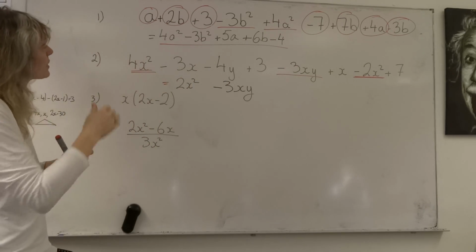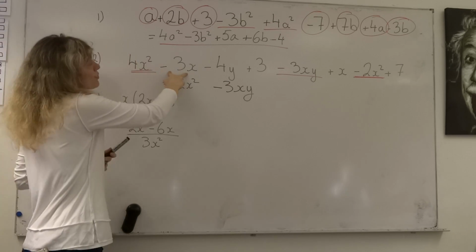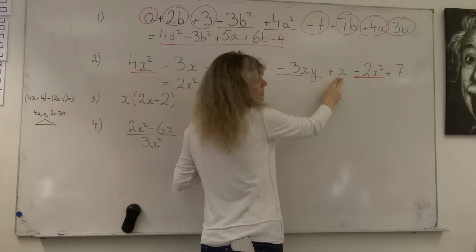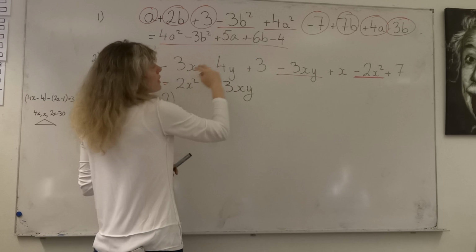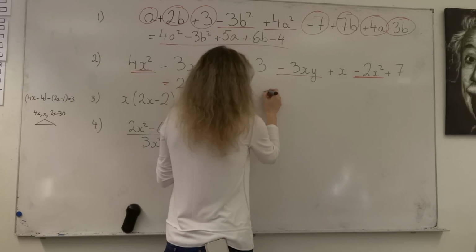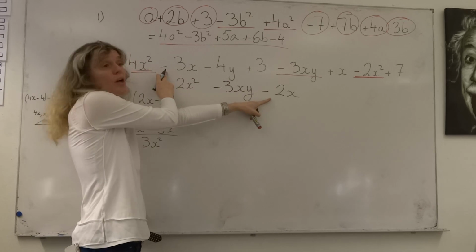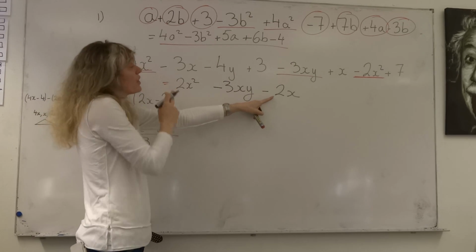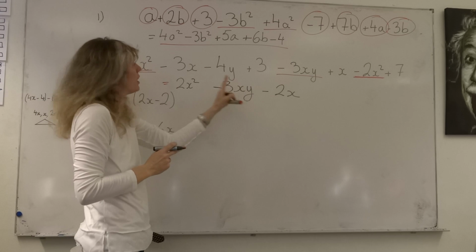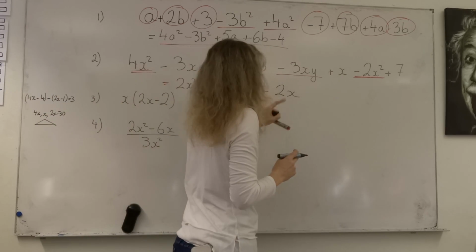Okay, let's look for x terms now. I have minus 3x here, and I have plus 1 here. Well, 3 minus 1 is 2. But I use the sign of the largest number, the 3x has a minus in front, so my answer has a minus in front. Minus 3x plus 1x is minus 2x.